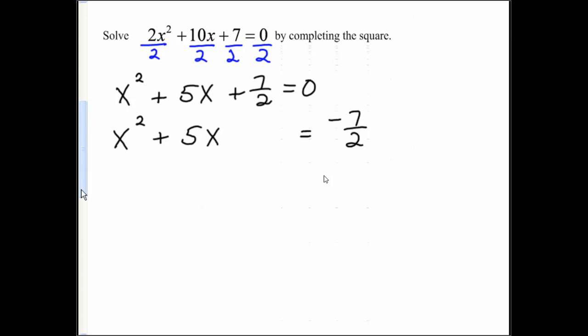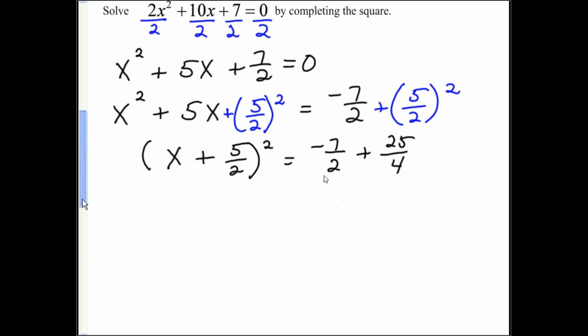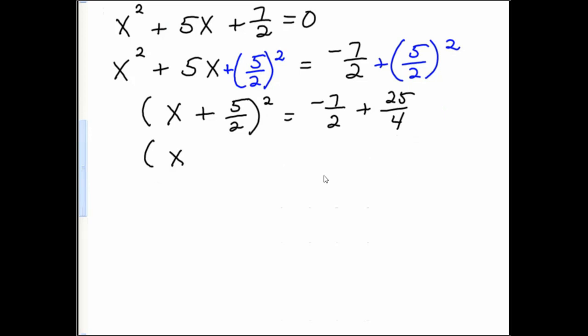That number, again, take the 5, divide it by 2, square it. And this is what is added to both sides of the equation. Factoring this trinomial on the left, you don't even need to multiply out the 5 halves squared, because factoring it will be x plus just the b over 2, which is 5 halves. Then we have negative 7 halves plus 25 fourths. x plus 5 halves squared.